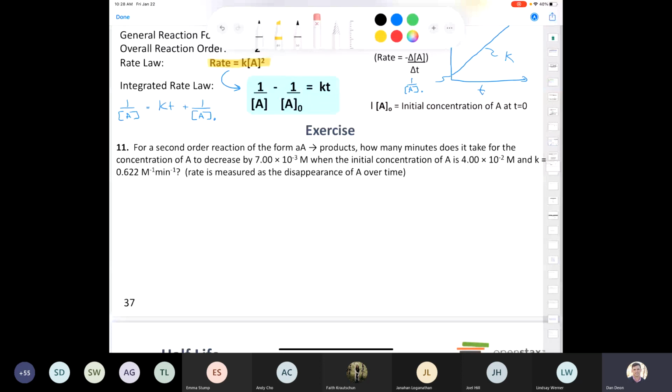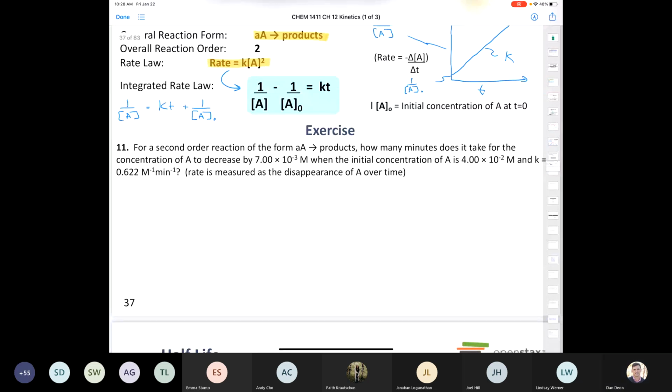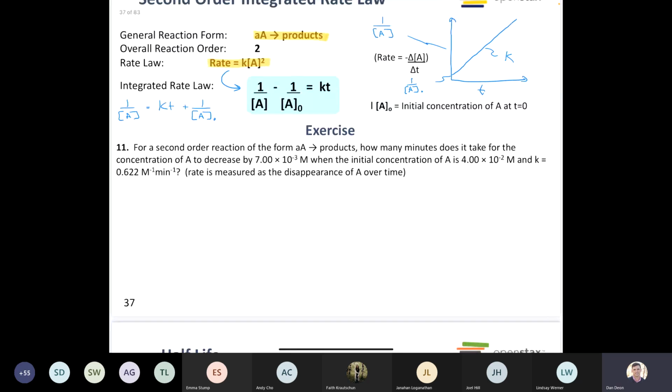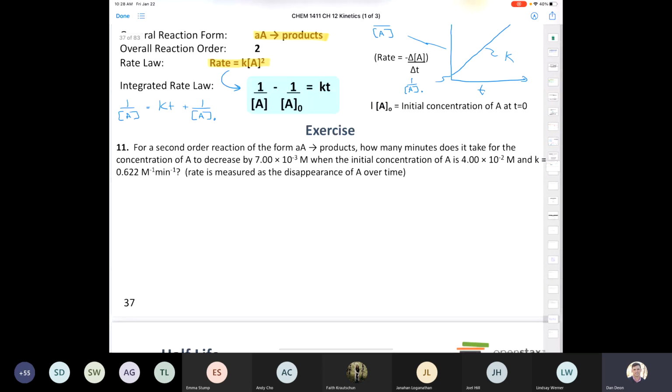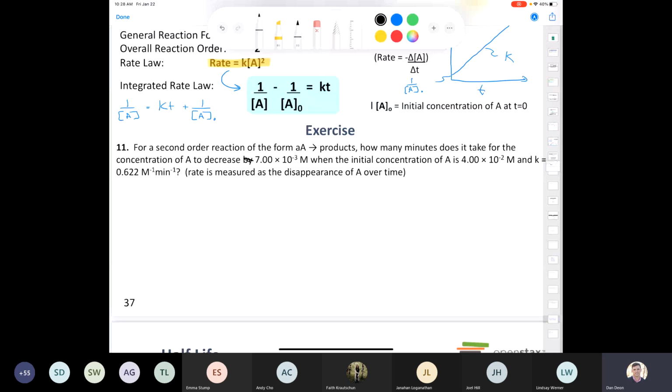Let me just double check here. I'm going to change the wording a little bit. Anyhow, the initial concentration is 4 times 10 to the minus 2, and here's our K. I'm going to change the wording from "decrease by" to "decrease to." It's just going to decrease to this concentration.